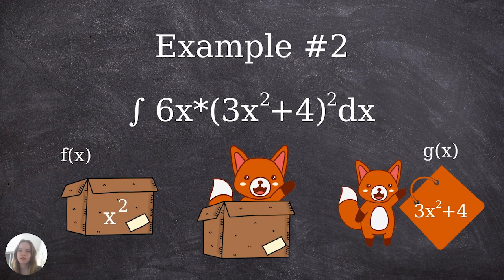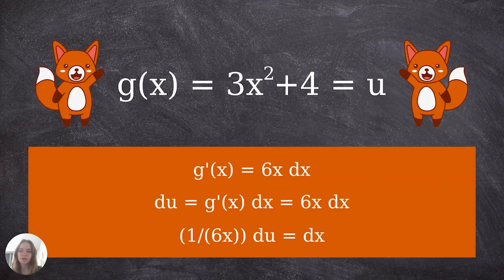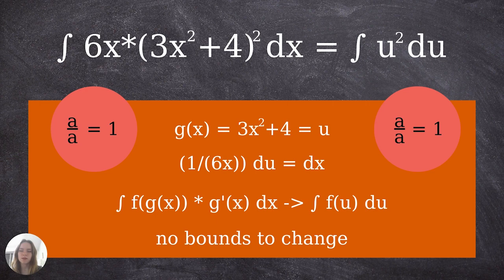In this example, we have the integral of 6x times (3x squared plus 4) all squared. In this case, we see that our f of g of x term is 3x squared plus 4 all squared. So our outside equation is x squared and our inside equation is 3x squared plus 4. Then we take out our inside equation and make sure that it is u. So then g of x is u and u is 3x squared plus 4. Then we find the derivative of that is 6x. So du is 6x dx, and by algebraic manipulation, that means 1 over 6x du is equal to dx.